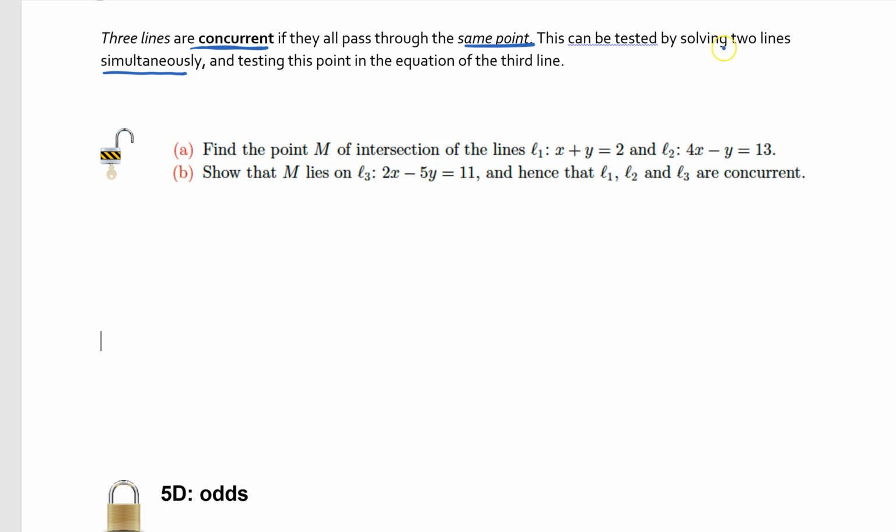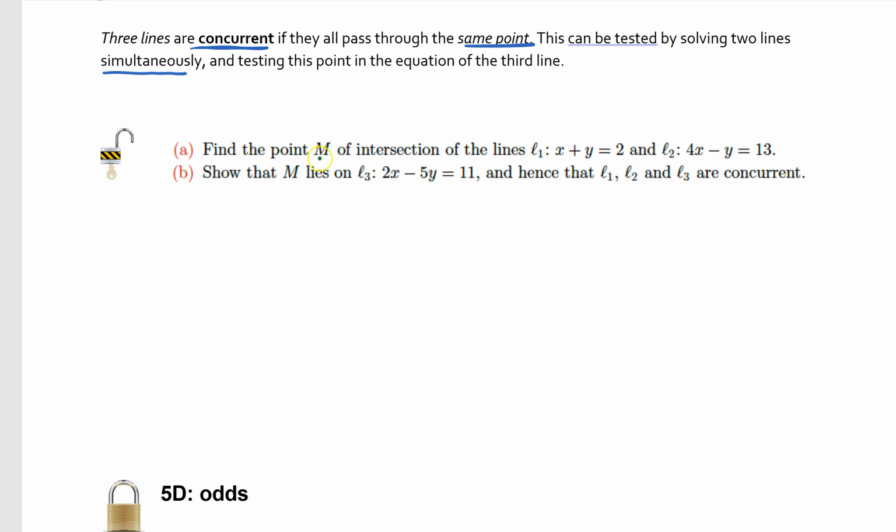So if we just solve 2 of them simultaneously, and then we get the coordinates of that point, if that point satisfies the third line, which means we substitute it in and it makes the equation true, then that third line also passes through that point. So take a little bit of time to get your head around the logic of this, not to memorize it, but to understand the concept and then add that to your arsenal of understanding. So let's have a go at this question.